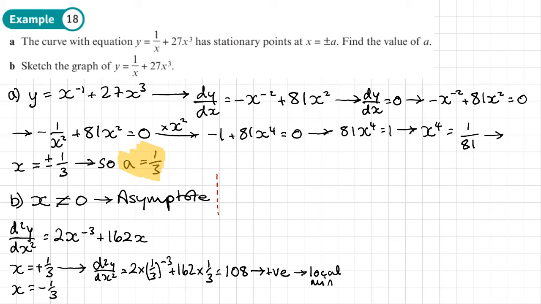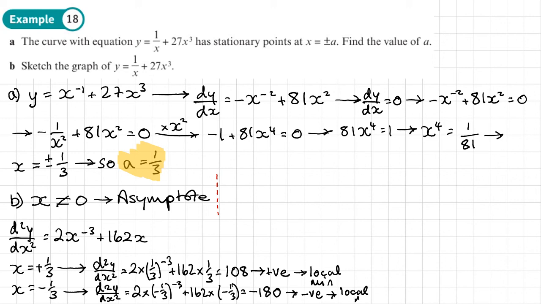Local minimum. Now we'll do the same. We will put in x equal to minus a third. So 2 times minus a third to the power negative 3 plus 162 times minus a third. And that gives us negative 108. That's negative. So that tells us we've got a local maximum.